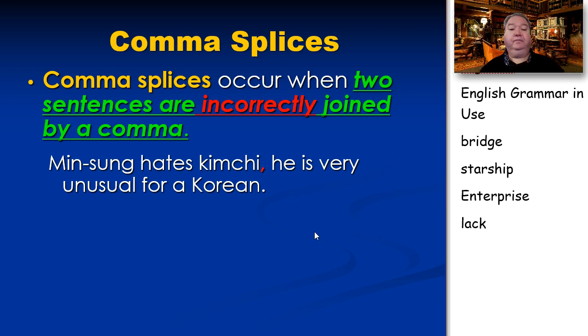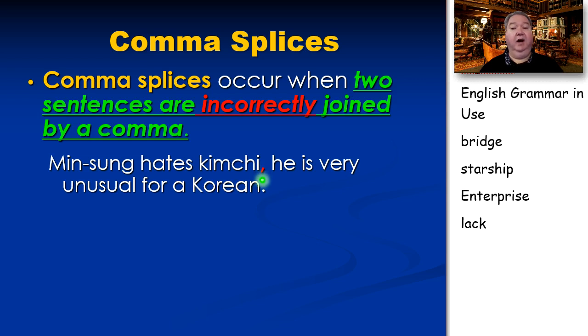So, for example, if we say, Min-sung hates kimchi, he's very unusual for a Korean. Min-sung hates kimchi, independent clause, sentence. He's very unusual for a Korean. Subject, verb, independent clause, sentence. So we have a sentence and a sentence joined together with a comma. Notice that comma is red because this is a comma splice.